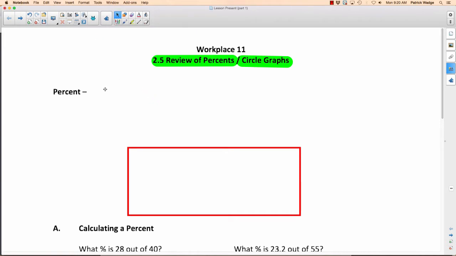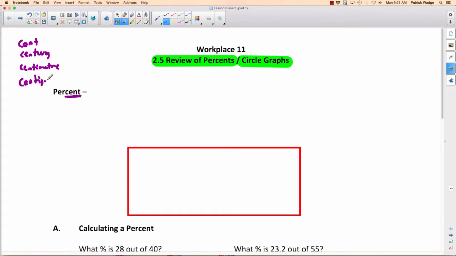I know you're familiar with percents, but sometimes people get confused about how to calculate percents, and it is important in this section. So, what's a percent? Do you know this? Percent, cent. Think of some other words that have cent in them, like the word cent, or the word century, or the word centimeter, or centipede. So, what do these words mean?